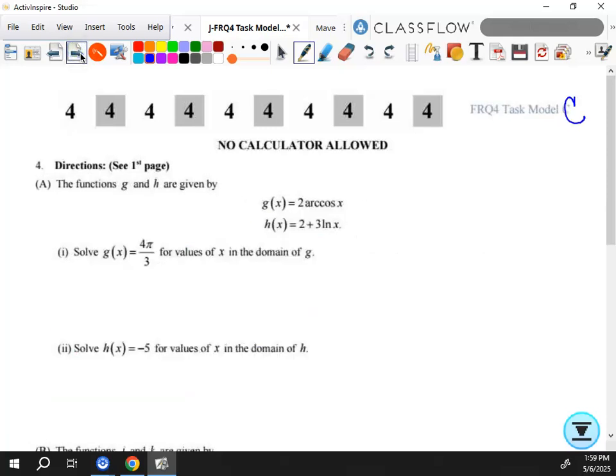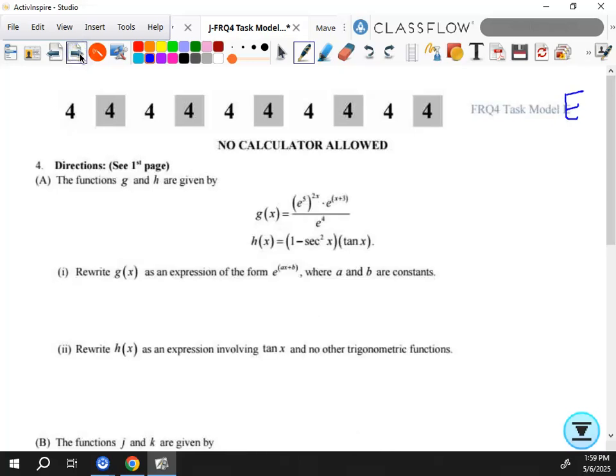So here's C. C starts with g of x equals 2 arc cosine. So C, and then D is on the back of that. I think G and H are the ones that are really hard to read. And then here's E. E has g of x equals, the E's at the top. That's E.